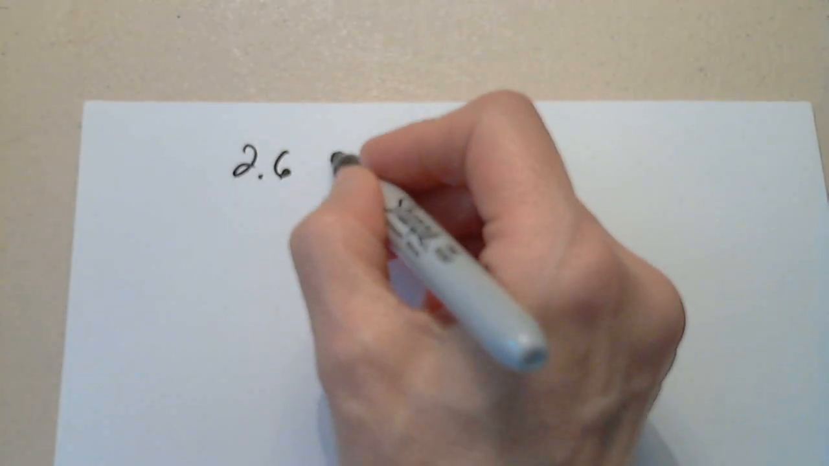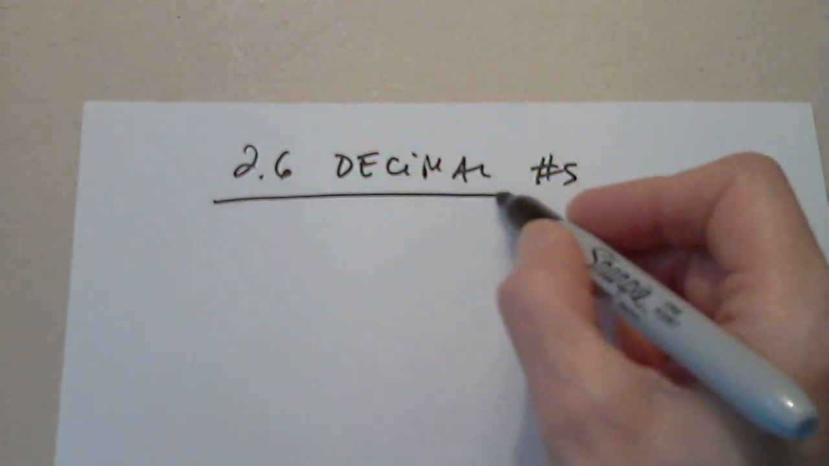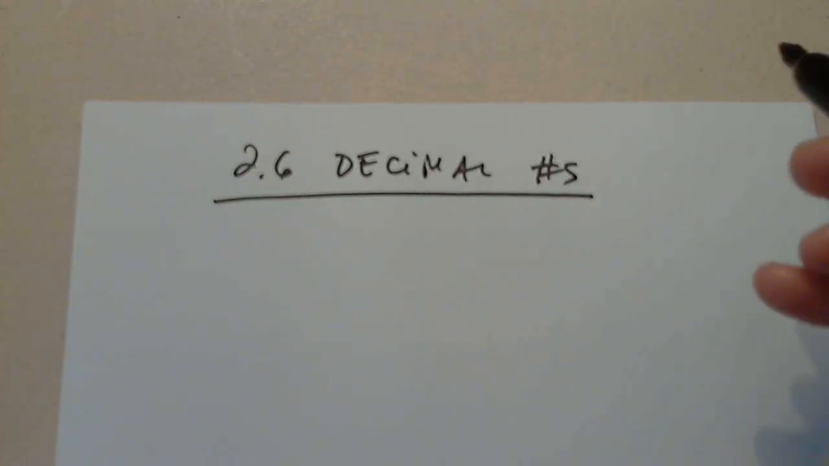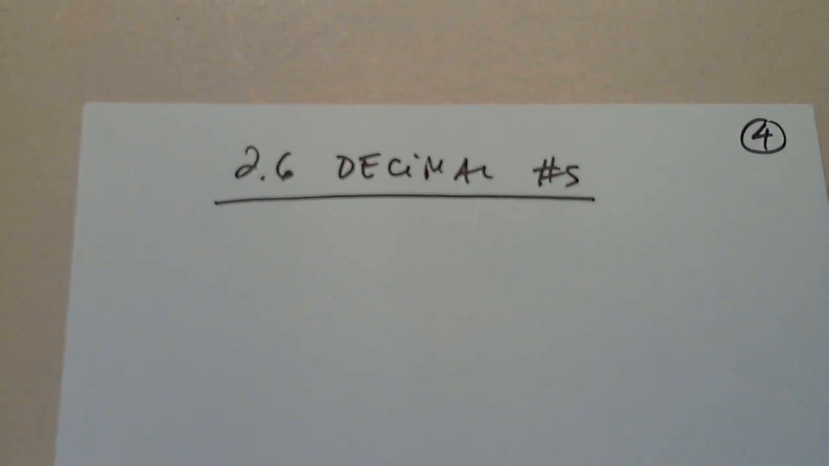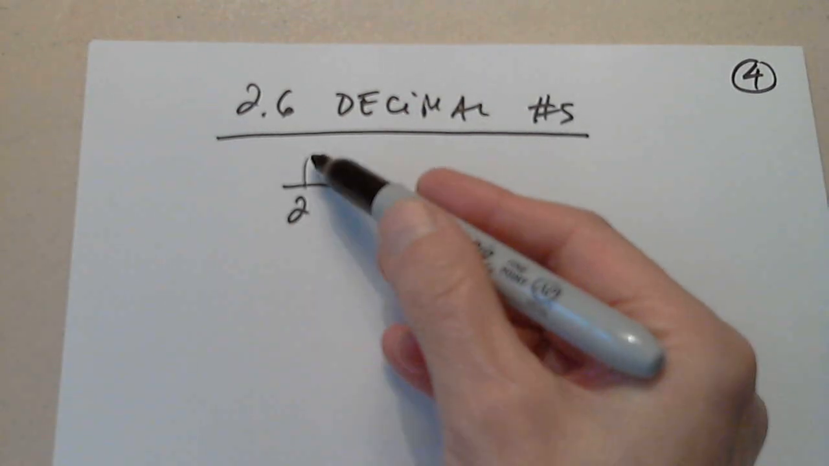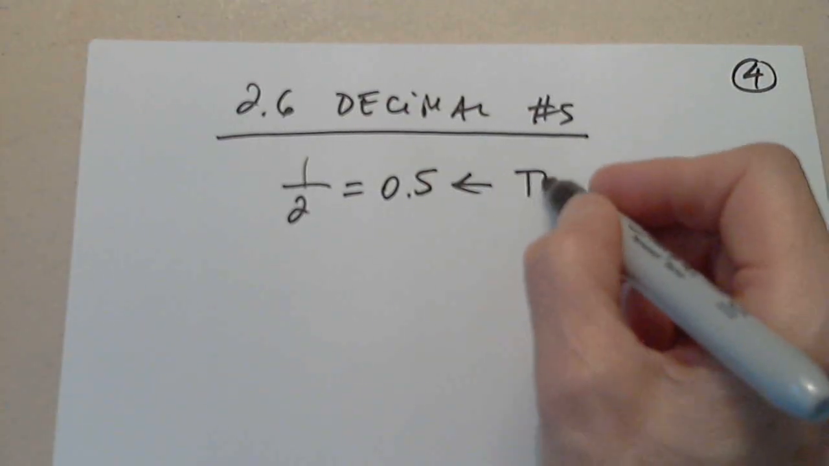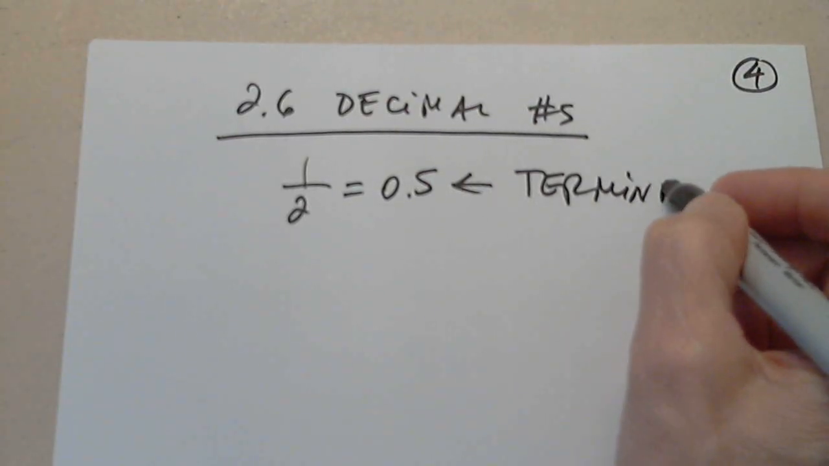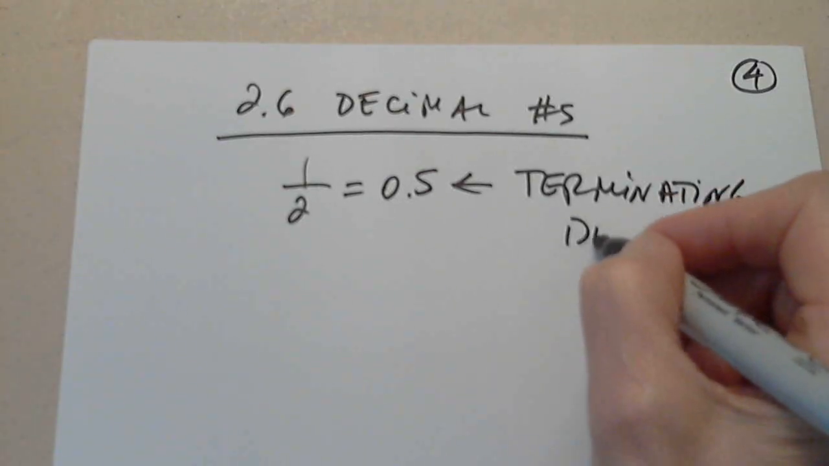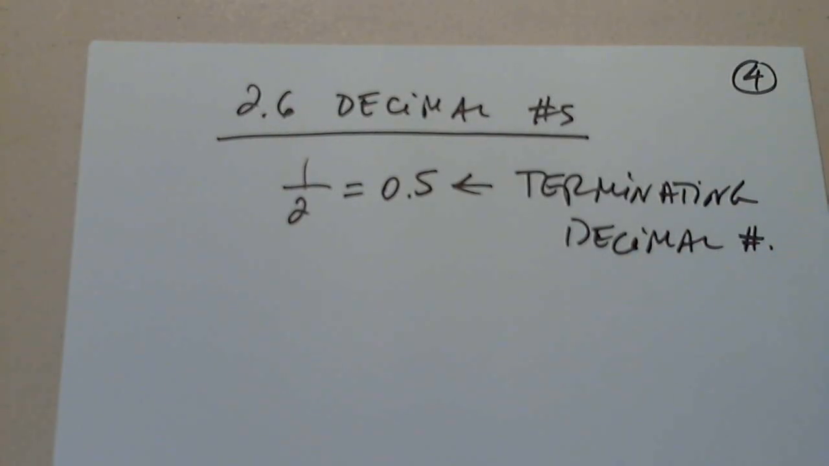Okay, let's continue with 2.6, decimals. Decimal numbers. So, what are decimal numbers? 1/2 can be presented as a decimal number. If I divide 1 by 2, I get 0.5. This is a so-called terminating decimal number. It's fixed. It's 0.5.